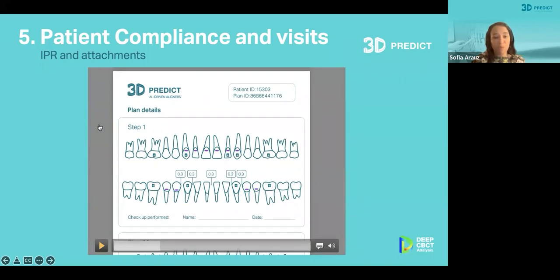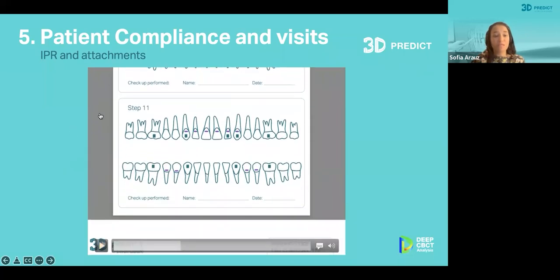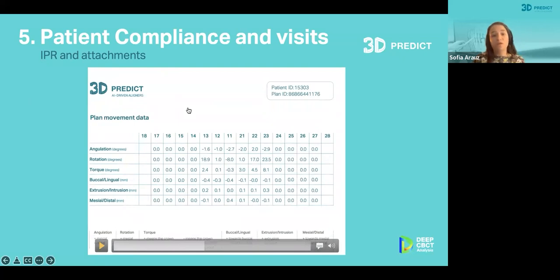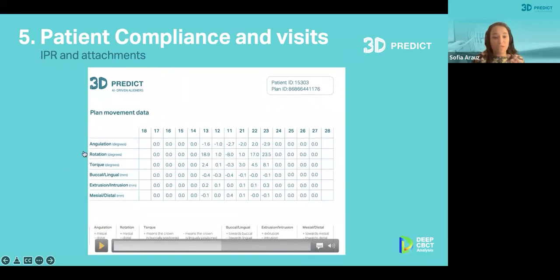So in this case, for example, in step 1, the provider is placing attachments on the molars, on the canines, on this lateral, and on these canines and molars. And they're also performing IPR in all these interproximal spaces that you can see here, and we give you the amount. Now in step 11, the provider is just checking those attachments, and that's the reason for this visit. And at the end, we give you a breakdown of all the movements that are going to take place per tooth, with the particular legends for each movement.